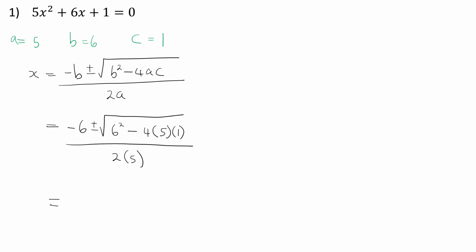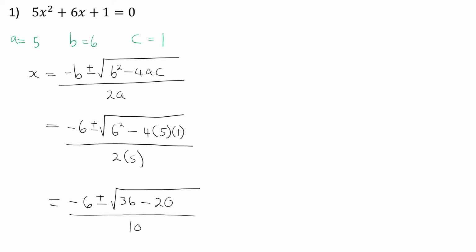All done, and check. So then we solve now. So this leaves us with minus 6 plus or minus the square root of 6 squared, which will give us 36, minus 4 times... okay, 5 times 1 is 5, and 5 times 4 is 20. No, no, no, no. Why did I put a plus there? Minus 20. Good. And all that's divided by 10.